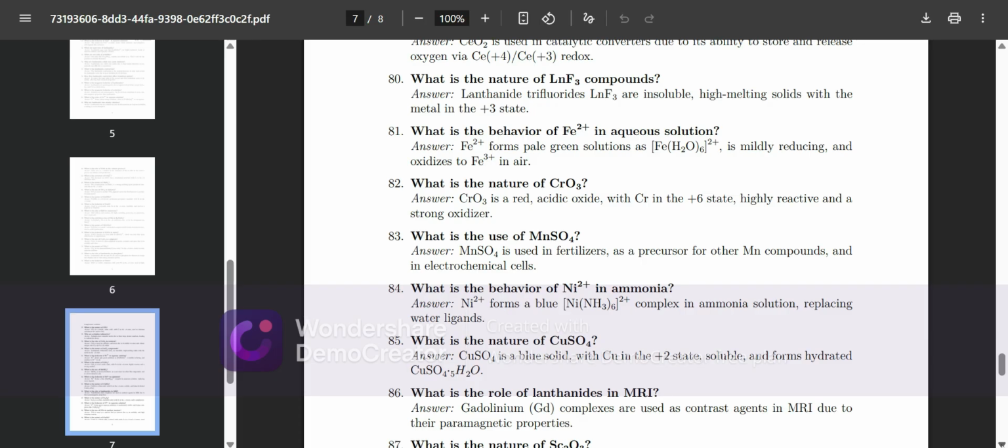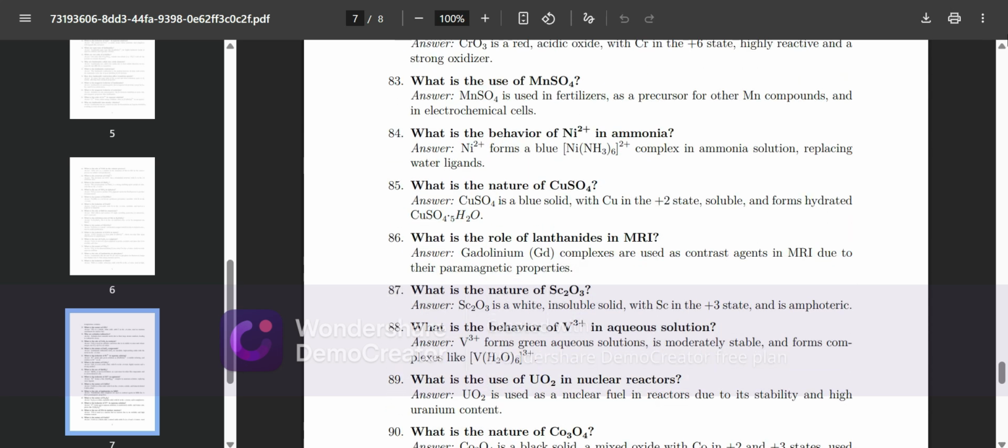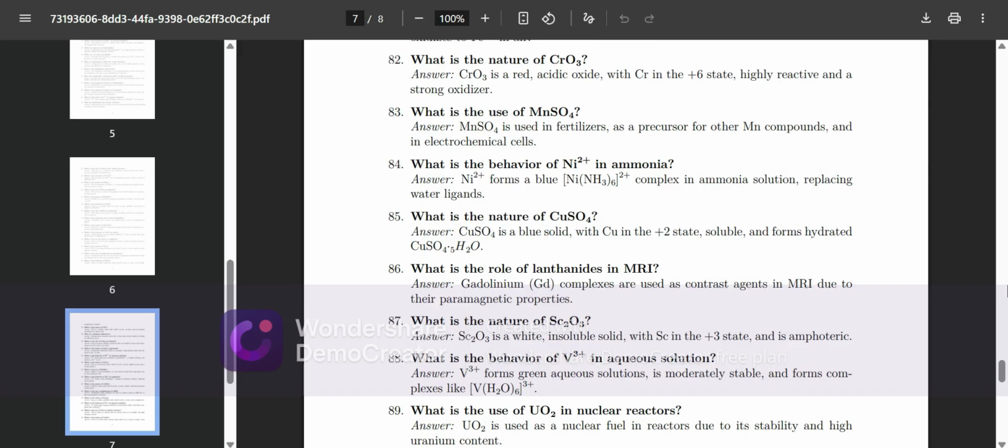What is the behavior of Fe2+ in aqueous solution? Fe2+ forms a pale green solution as [Fe(H2O)6]2+, is mildly reducing and is oxidized to Fe3+ in air. What is the nature of CrO3? CrO3 is a red acidic oxide with Cr in the +6 state, highly reactive and a strong oxidizer.